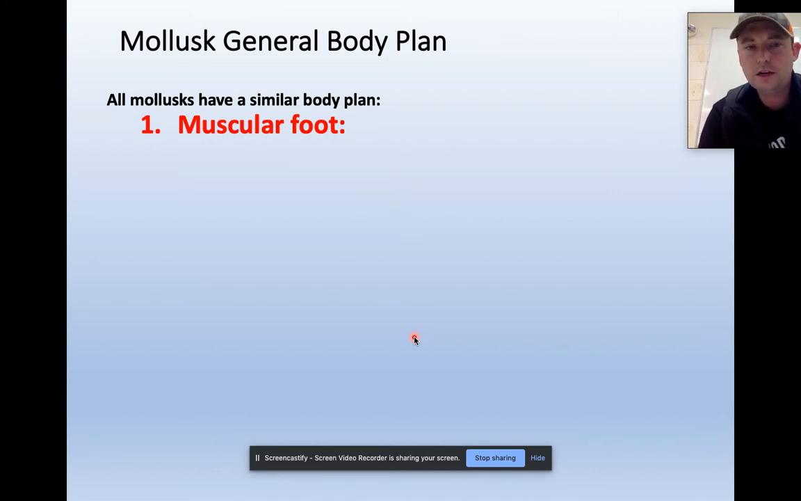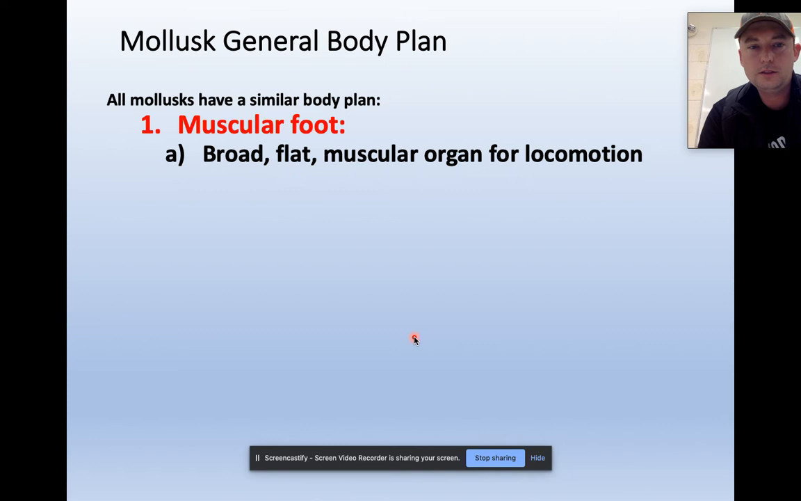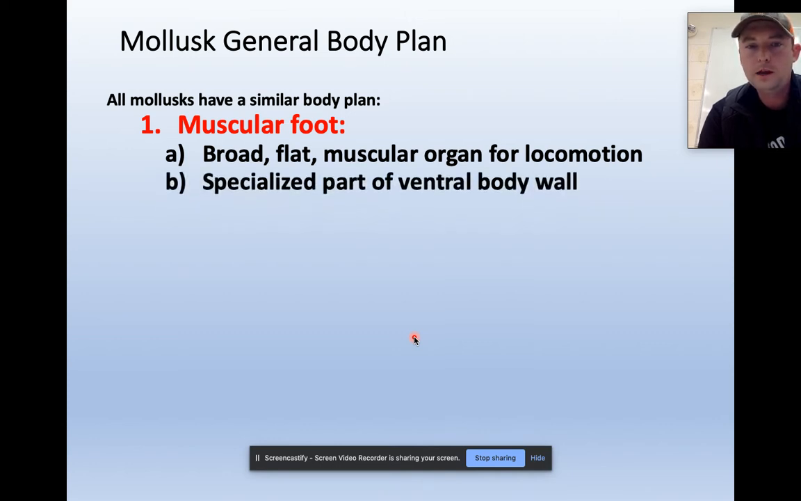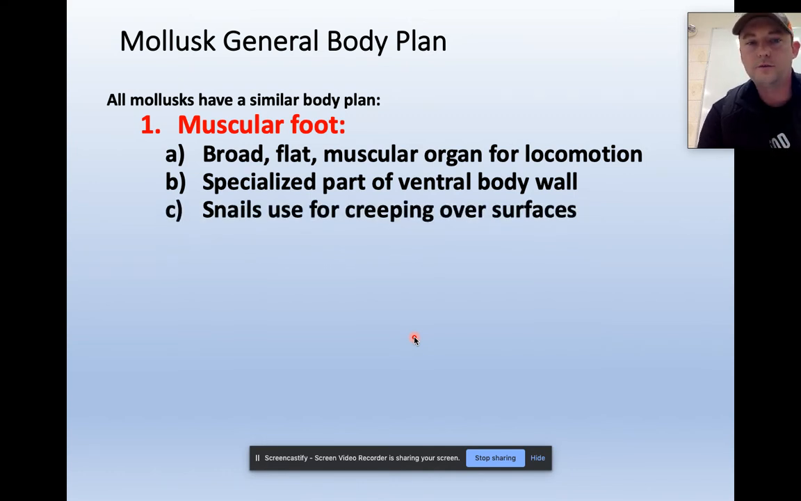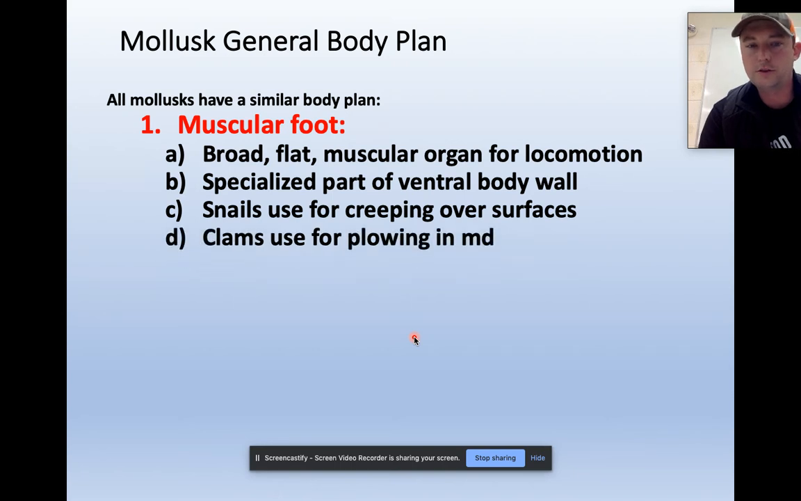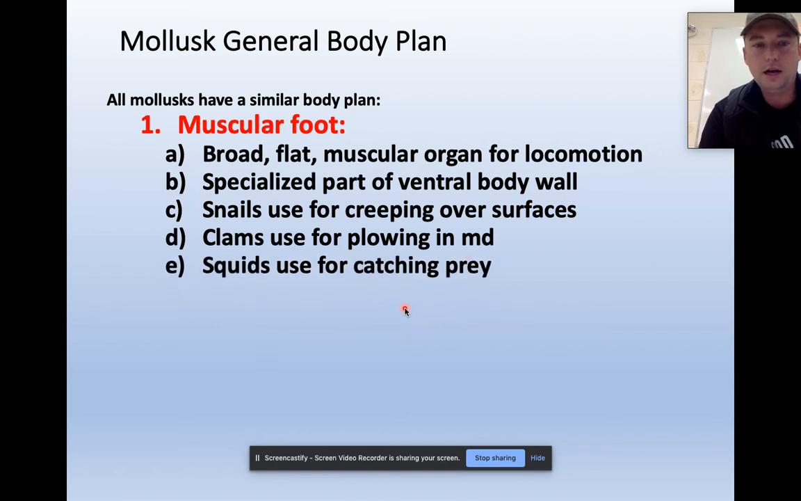And just some details here of how they can use their foot depending on what type of organism you are. So it's typically just a broad, flat muscular organ for locomotion, for movement, but it can also be specialized on the ventral side, which again is the belly side. For snails, it's used for crawling. For clams, they can plow that in the mud using their siphons and their foot. And squids can use their foot to catch their prey, again with their arms and their tentacles.